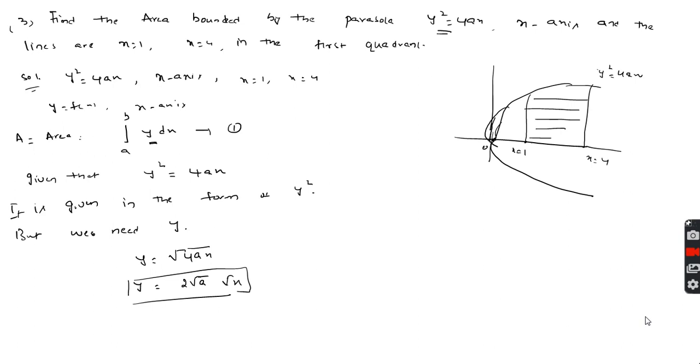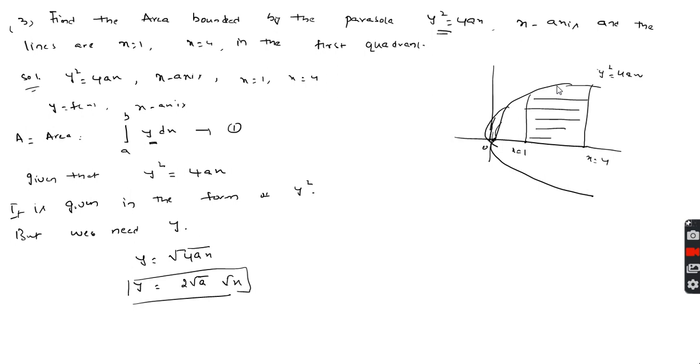Find the area bounded by the parabola y square equal to 4ax, the x-axis, and the lines x equal to 1 and x equal to 4 in the first quadrant. So y square equal to 4ax, and it is in the first quadrant. This is the first quadrant, and the parabola form is this one, and here the ordinates are x equal to 1 and x equal to 4. So between these ordinates we can find the area. So this is the area we need to find.